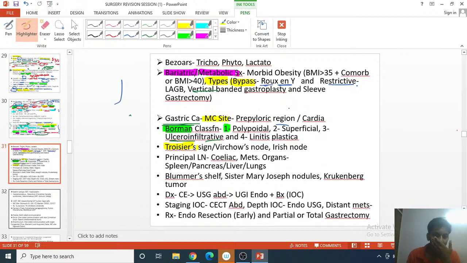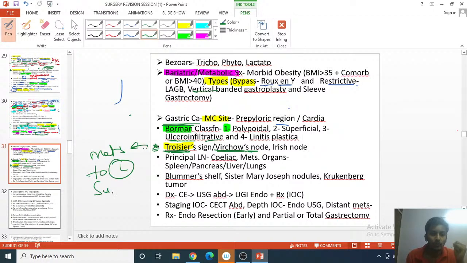Then Troisier's sign दिखेगी हमें. What is Troisier's sign? So Troisier's sign is seen in cases of gastric cancer. Troisier's sign is also known as Virchow's node. So remember, Troisier's sign या Virchow's node क्या होता है? It is metastasis to the left supraclavicular lymph node. So please remember, अगर gastric cancer has metastasized to left supraclavicular lymph node, it is known as Troisier's sign, also known as Virchow's node. So Virchow's node कौन सी वाली nodes है? Left supraclavicular. Please remember. Seen in which cancer? It is seen in gastric cancer.